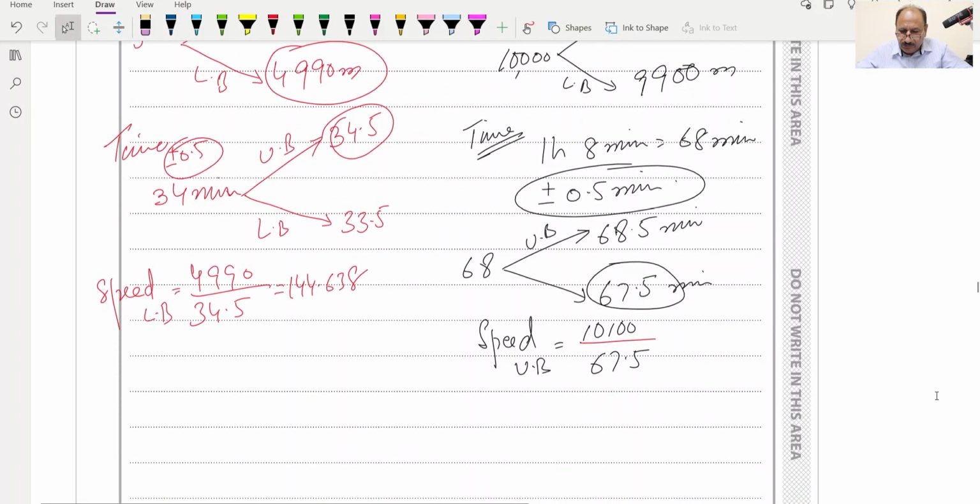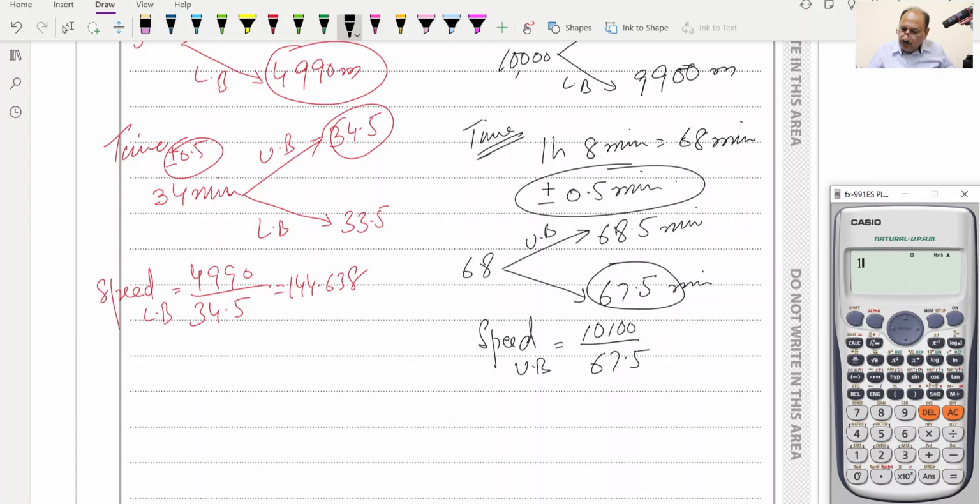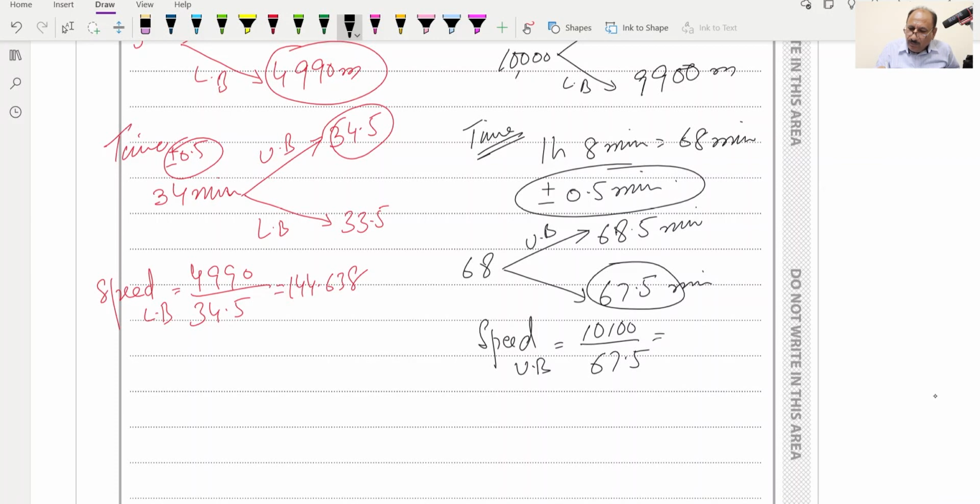Now we can calculate the other speed also. This will be 10,100 divided by 67.5, which is equal to 149.630. Now we have to calculate the difference, and the difference will be 149.630 minus 144.638, and this is basically in meters.